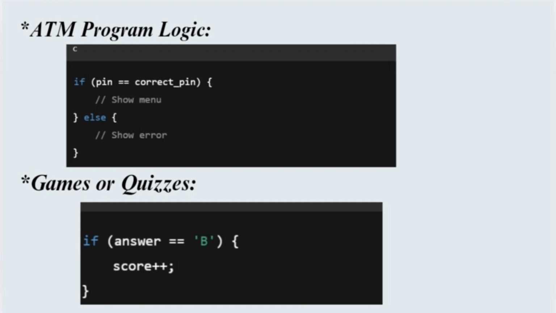Next one, games or quizzes. Let's say you're building a quiz game. You ask a question and the user selects an answer. If the selected answer matches the correct one, say option B, you increase their score. This is a practical use of if statement in interactive applications.